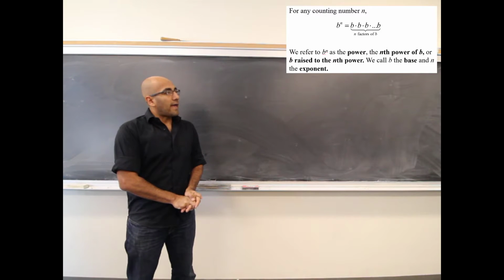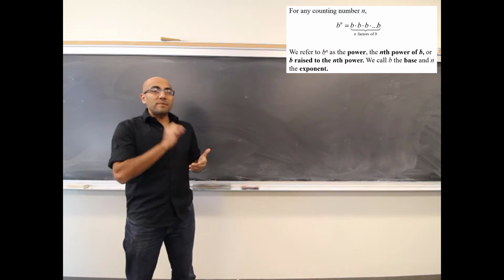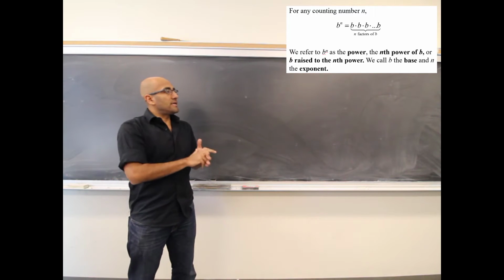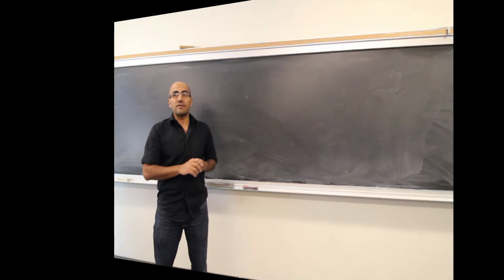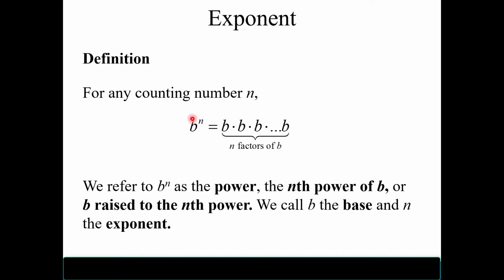Counting number n, b to the nth power means to multiply b times b times b times b an n number of times. That's what this means. So notice that we have b to the nth power, and then we multiply b times b times b dot dot dot all the way out here. And there are n number of times for which we do this. Okay? So we refer to b to the nth as the nth power of b, or b raised to the nth power. And we call b the base and n the exponent.